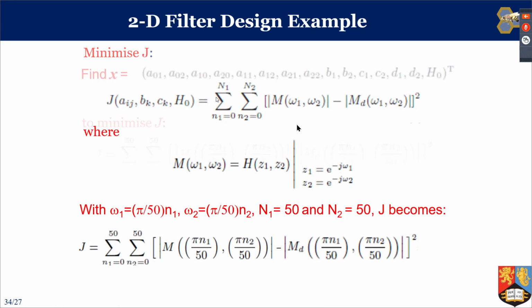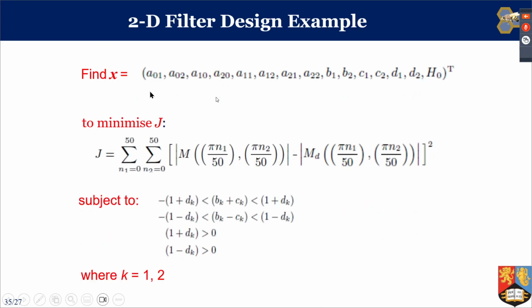And the optimization problem is written like this. Find this vector X, which comprises these parameters. So it's quite a few parameters here. In order to minimize J, this objective function, subject to these constraints. And these constraints are known as Huang's theorem, and they are there in order to ensure stability of the filter.